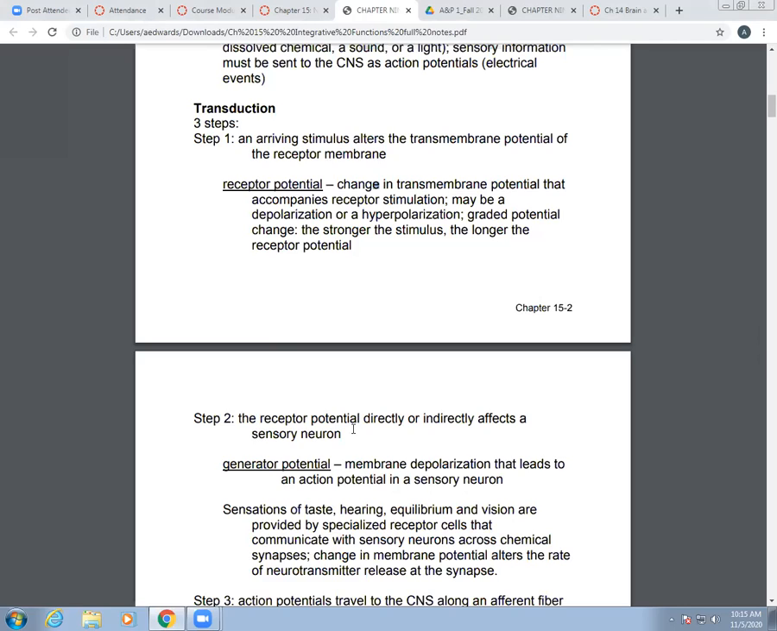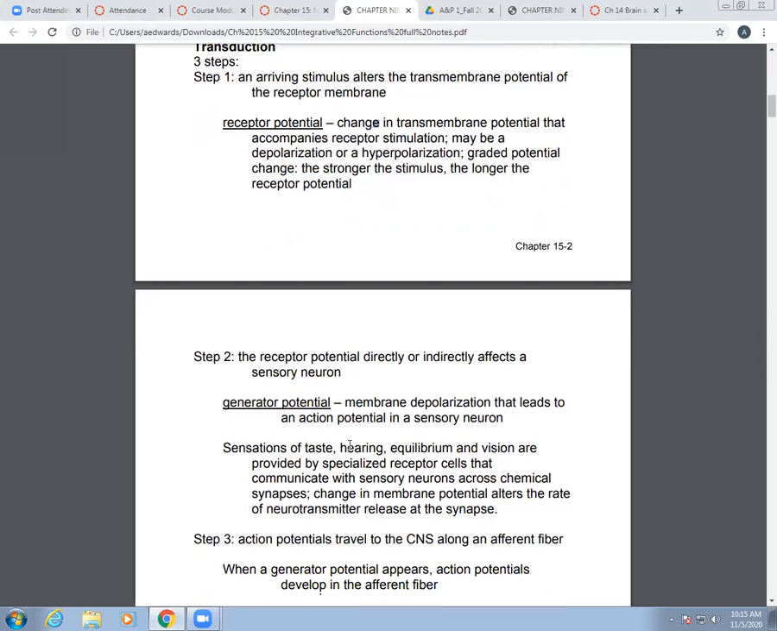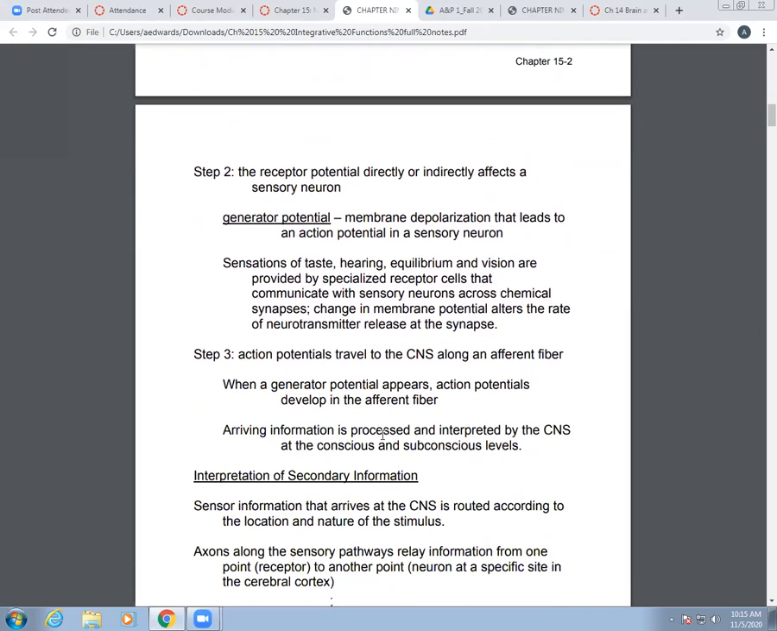The second step, your receptor potential is going to directly or indirectly affect some sensory neuron. So what's happening at the receptor influences what happens at the neuron. You get what's called a generator potential. It's a membrane depolarization that leads to an action potential in that sensory neuron. Okay, so it should sound familiar to what we learned before with steps in generating an action potential.